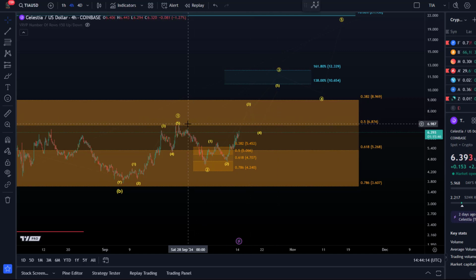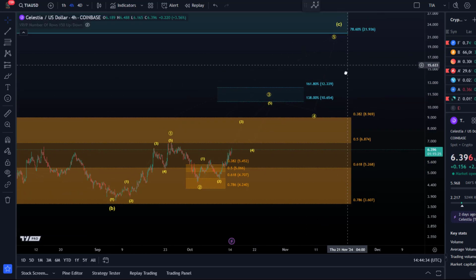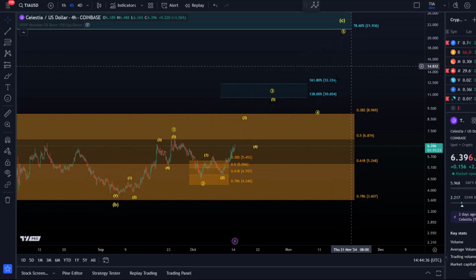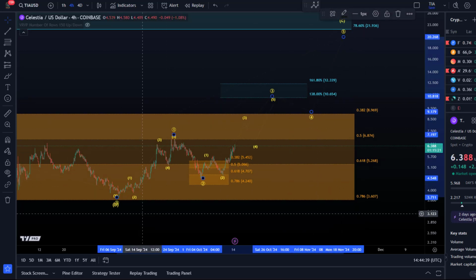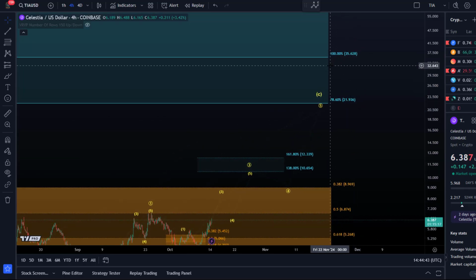Next resistance at $6.87. And then if really circle 3 is unfolding, after circle 1 topped around the 24th of September and circle 2 bottomed on the 3rd of October, circle 3 should take us to 10.65 or higher. It's a 138% extension. Then there should be a 4 and a 5. Okay, so that is what we're tracking right now. 1, 2, 3, 4, 5. And it could send us to $35, but that's a bit of a stretch.